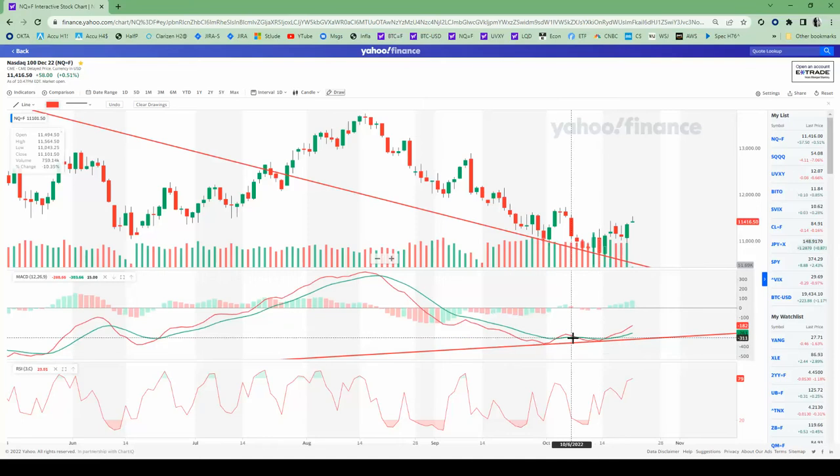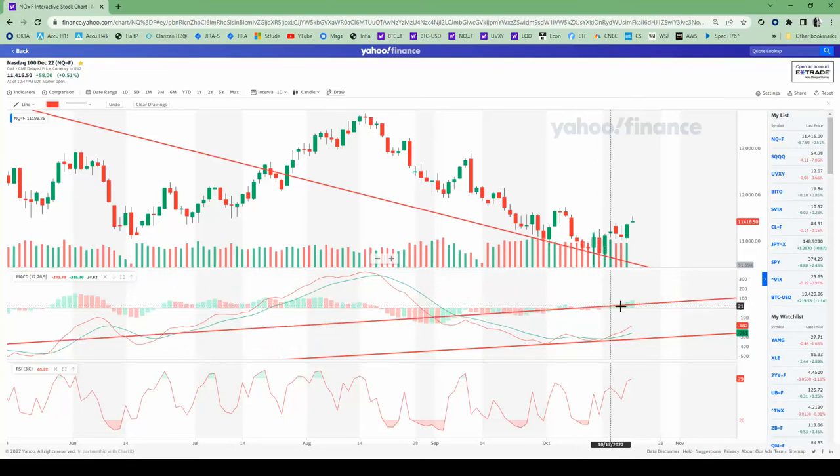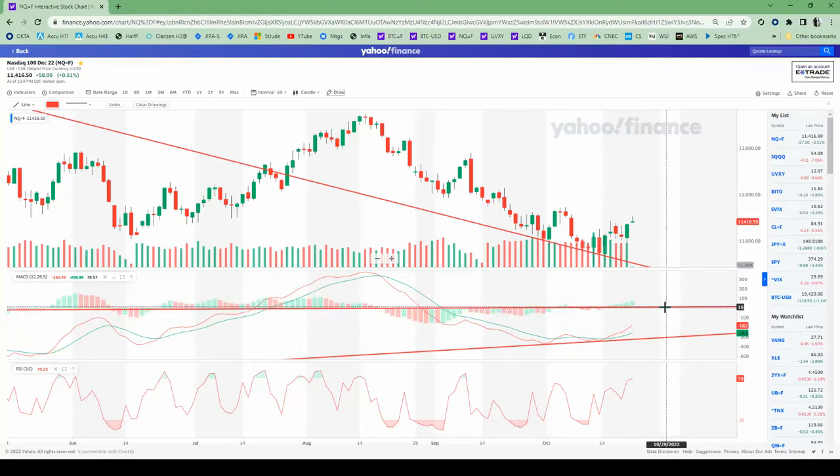Well, anytime the MACD is still below the zero line, I'm going to highlight that right here. Okay, it is still below the zero line, which means the downtrend is still intact. Okay, that is critical. That is absolutely critical to understand that point.